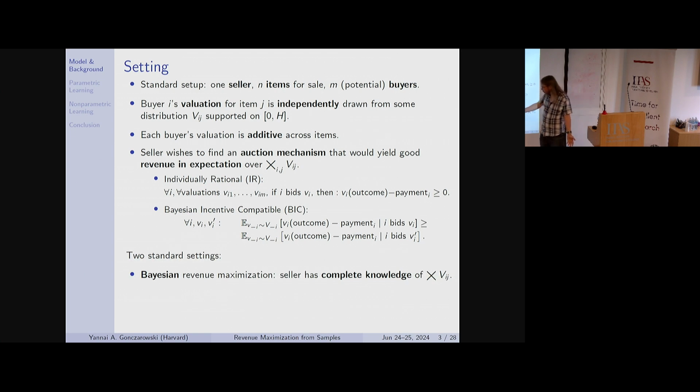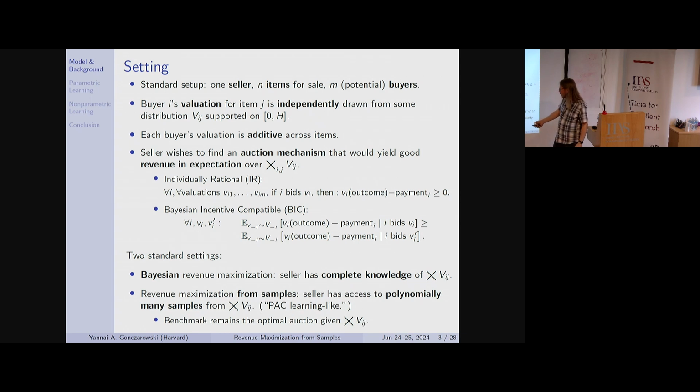And there are two standard settings. One is the one Sergio spoke about yesterday. You might see it again in some other talks. Bayesian revenue maximization: the seller has complete knowledge of this underlying distribution from which buyers are drawn. I'm explicitly, and very intentionally, taking a very frequentist approach, saying buyers are drawn from this, rather than this is a prior in the seller's head, because of where we're going.